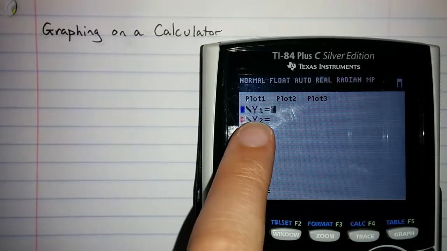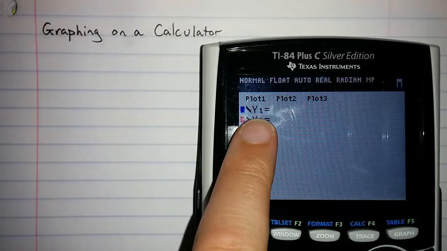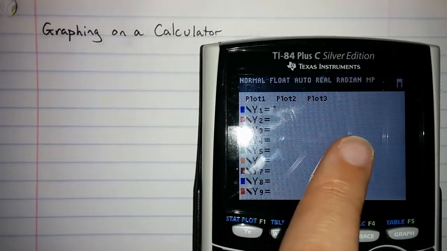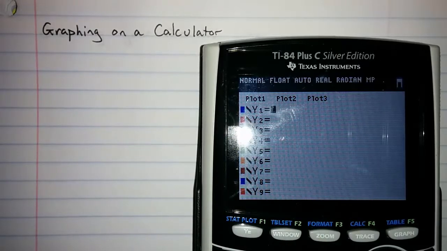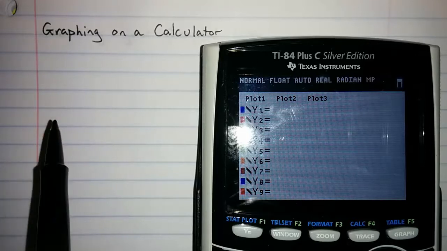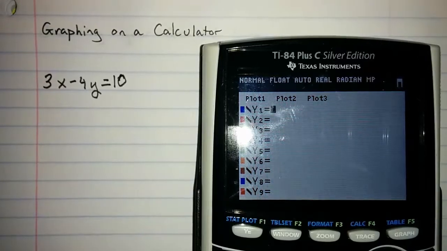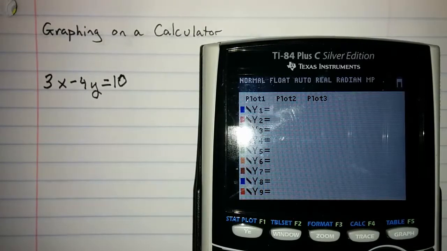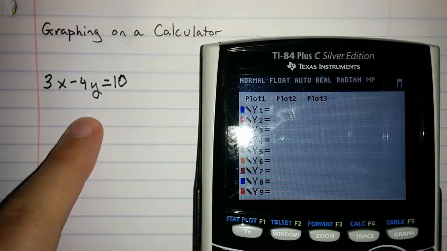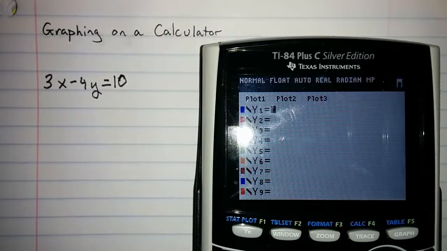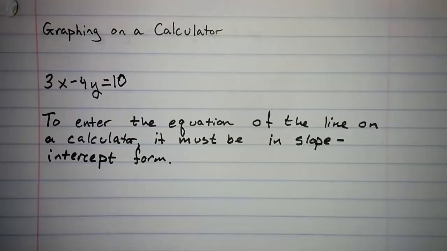But notice the form that these equations have to be in. These have to be in the form y equals something. That means if we have an equation that looks something like 3x minus 4y equals 10, we can't just put this into the calculator in this form. We need to rewrite our equation in slope-intercept form before entering it in the calculator. So how would we go about rewriting this equation in slope-intercept form?